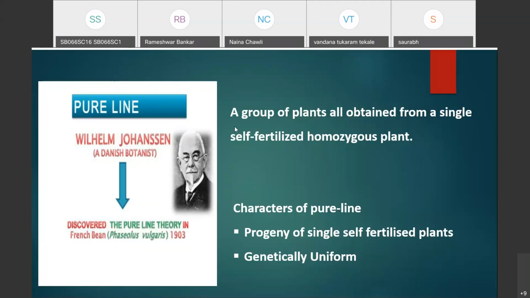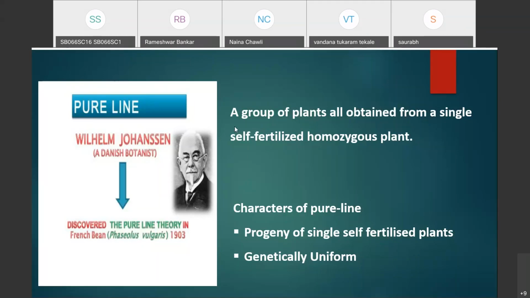Okay, all pure lines are genetically uniform and also phenotypically similar, except for some minor differences which arise mainly due to variable environmental conditions. These pure lines may become genetically variable with time due to mechanical mixture, natural hybridization, or mutation. They may become heterozygous or genetically variable mainly due to mechanical mixture.